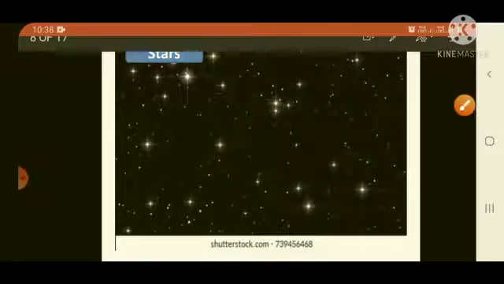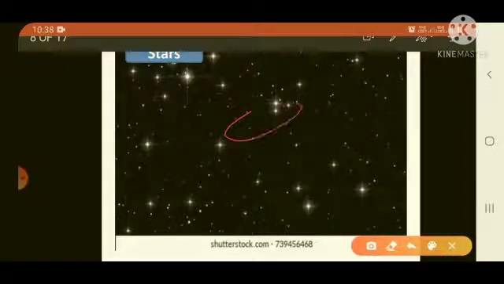Stars are 1,000 times bigger than our Earth. Yet they look just like dots. You can see in the image. They just look like dots. This is because they are very far away from the Earth.